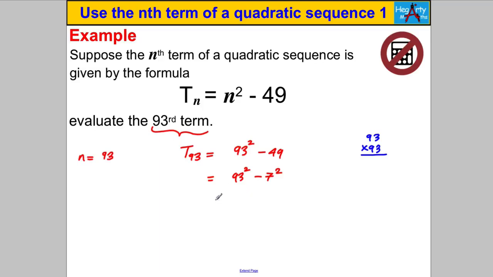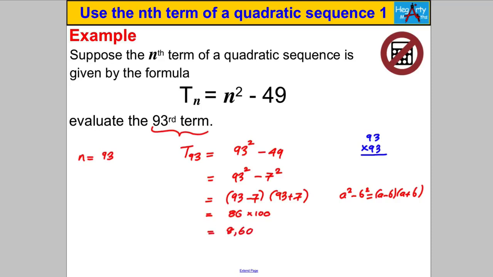Well, it looks like the difference of two squares to me, which I know factorizes to 93 subtract 7 multiplied by 93 add 7. Remember, the difference of two squares, a squared subtract b squared, is a subtract b multiplied by a add b. Why does this help? Well, 93 subtract 7 is easy for us to work out, that's 86, and 93 add 7 is 100. And 86 multiplied by 100, well, that's super easy, that's 8,600.